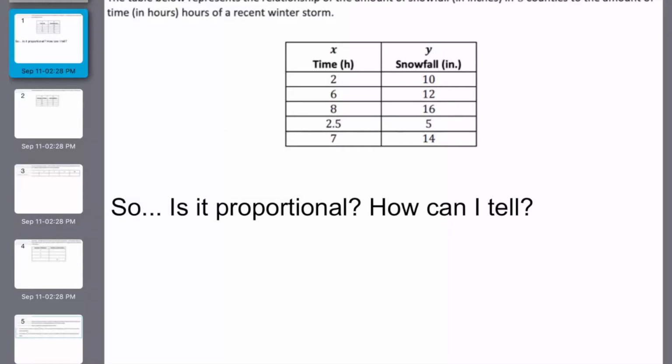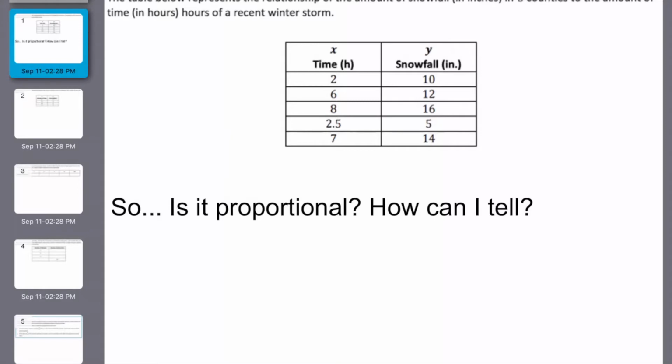Today we're going to be talking about proportional relationships versus non-proportional relationships. Now it's important for us to remember that proportional relationships are directly related to ratios. Okay? We can tell if something is proportional when it has a consistent ratio every single time. So here's how we're going to go about doing this. I have this example problem. The table below represents the relationship of the amount of snowfall in inches in 5 counties to the amount of time in hours of a recent winter storm.